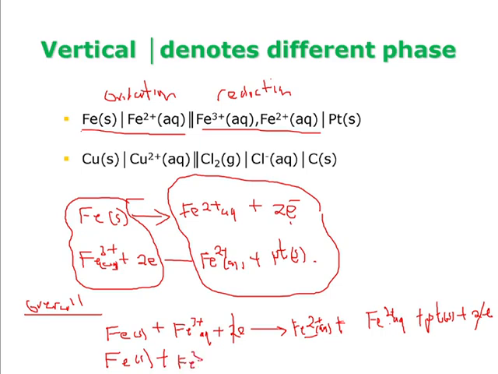I am trying my best to write this. It will be equal to, since these two are the same, 2 plus platinum solid. Remember, always include the state of those species.